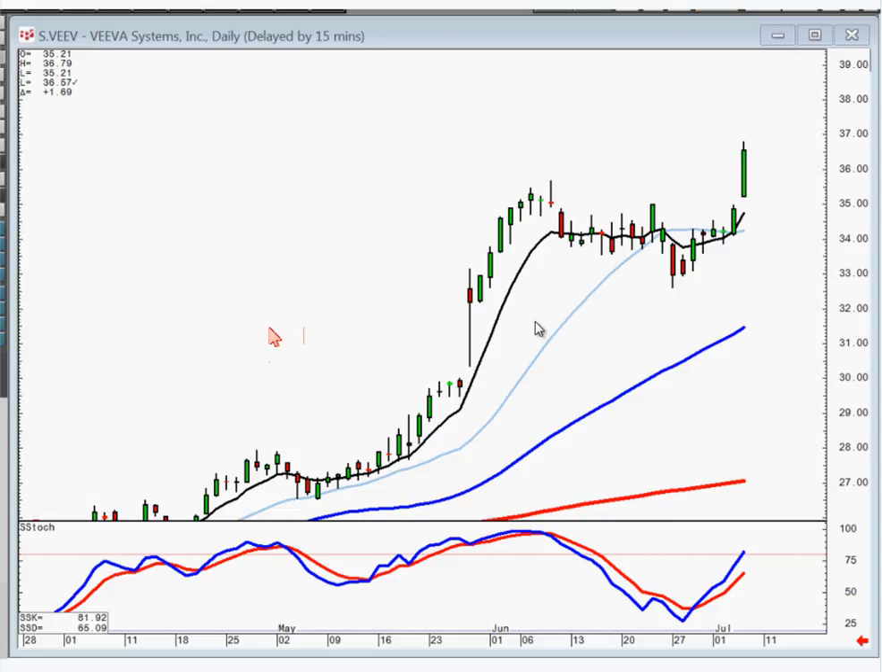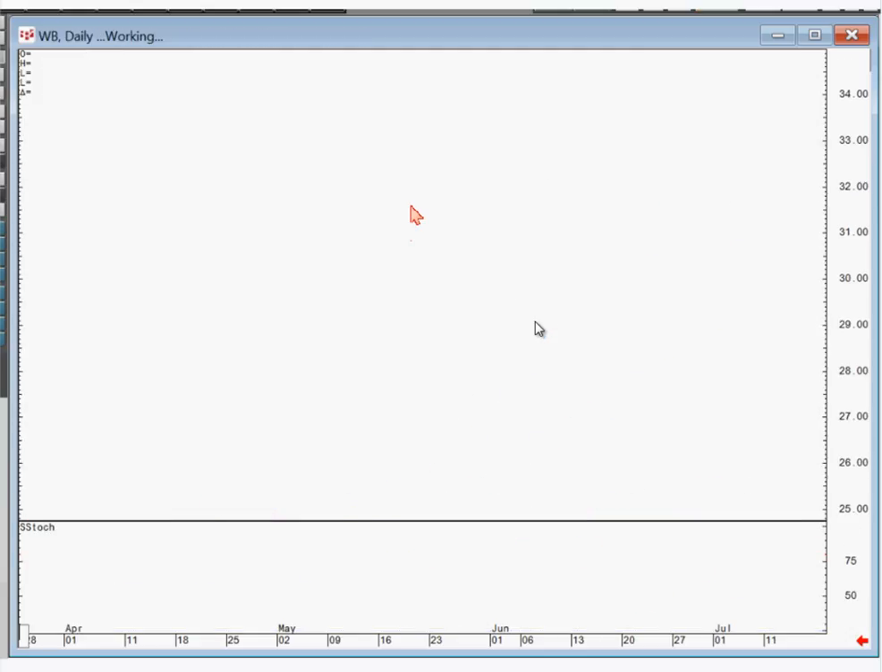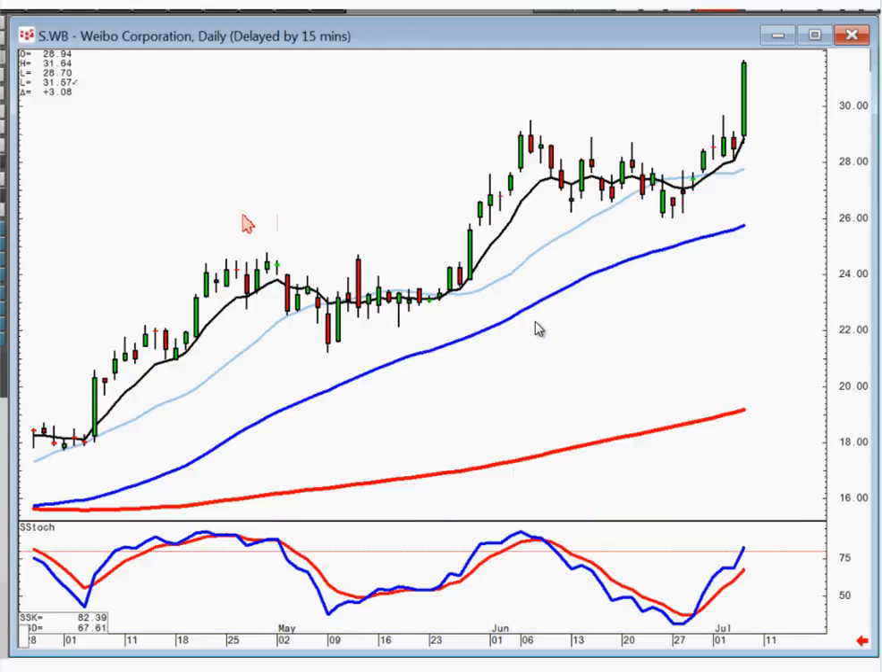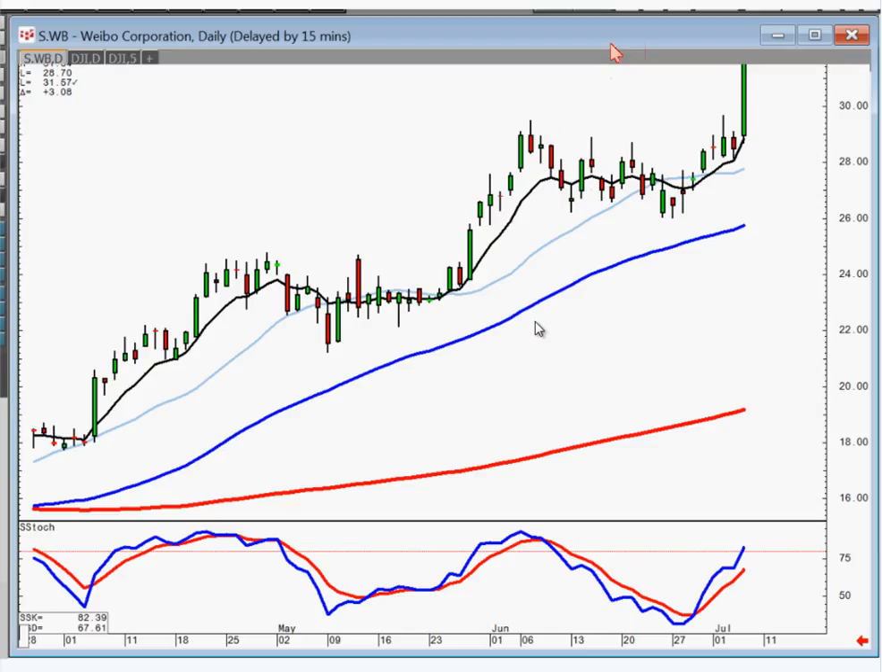That was the next one, was we recommended Weibo. Let's see, what did we recommend Weibo yesterday? Didn't break out, but today, notice what it did, a little kind of trend kicker. And what's our simple rule of a fry pan bottom? You stay in it as long as it doesn't close below the T-line.